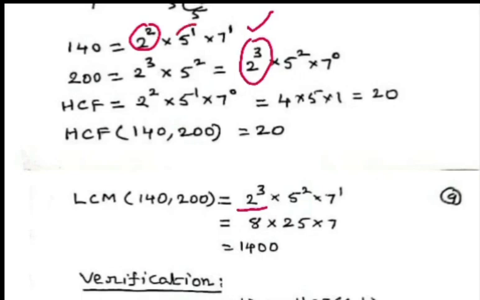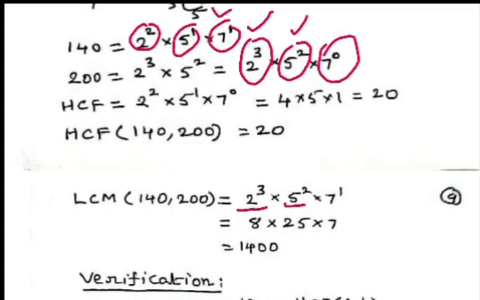Next 5 power 1, 5 power 2. The higher power is to be considered. The prime number with a higher power, 5 power 2, should be considered. 7 power 1 and 7 power 0. The higher power is 7 power 1. So 7 power 1 should be taken. So the LCM is 1400.